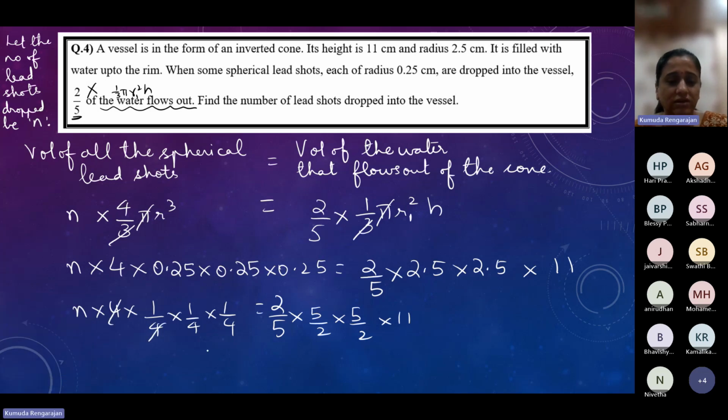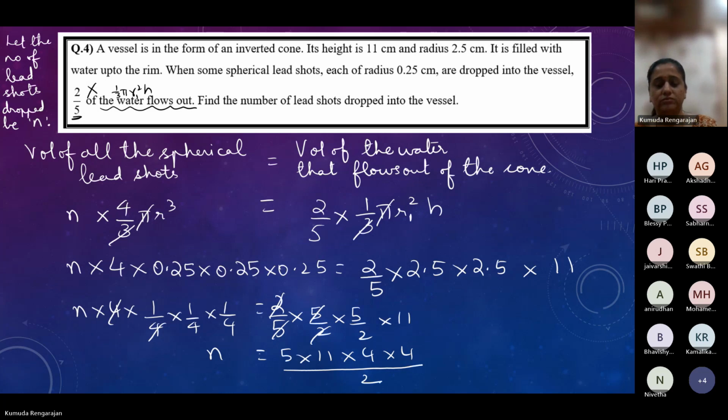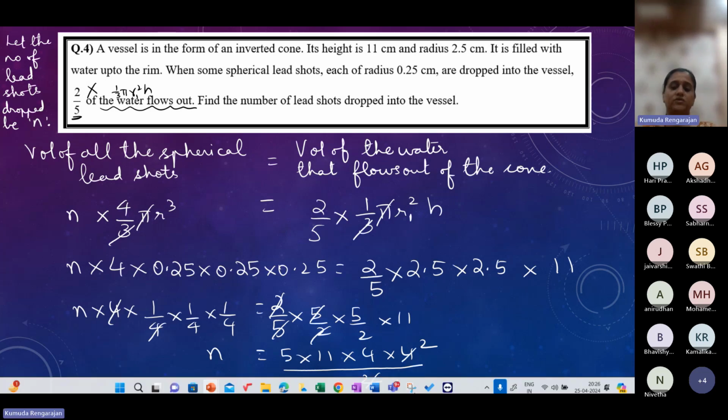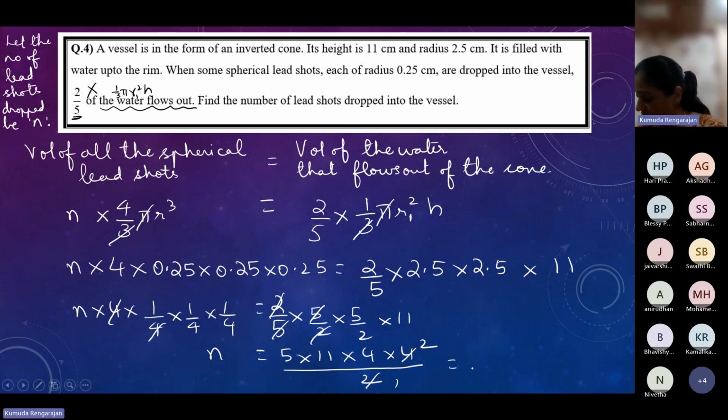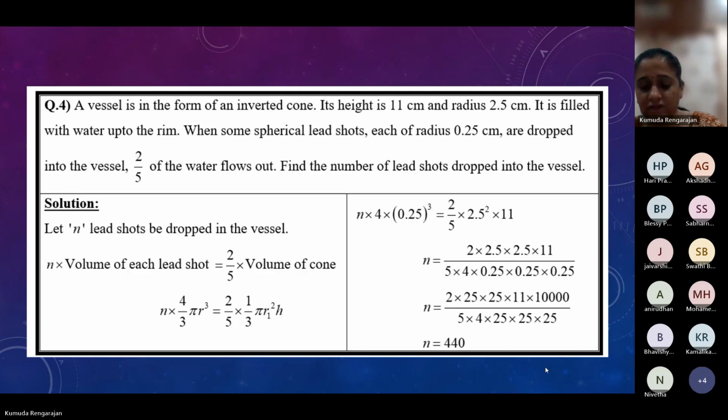So 4 and 4 get cancelled. n is equal to, and here also 5, 5, 2, 2. Okay, so n is equal to, in the numerator, we have 5 into 11. And from here, the two 4s will go up to the numerator, 4 into 4, divided by 2. So two 2s are 4, 5 into 8. Let me see if I'm right. 440. Yeah, 440.